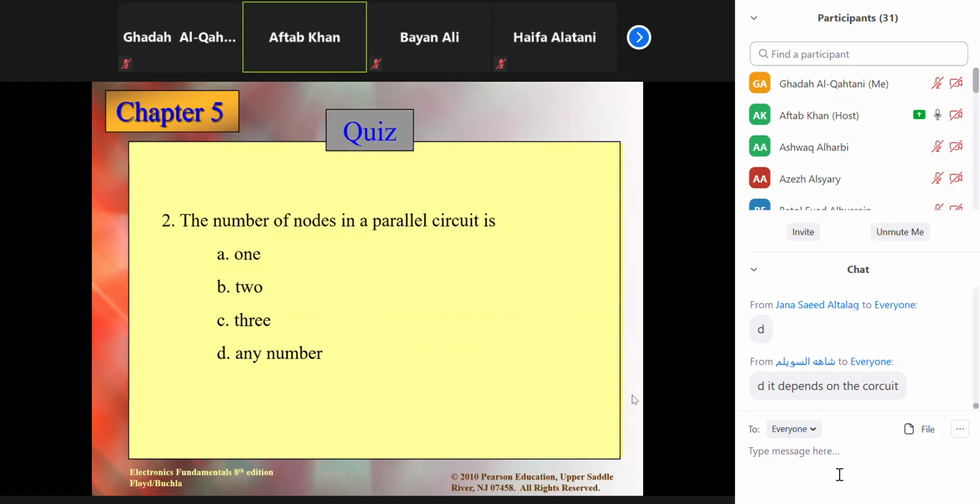The number of nodes in a parallel circuit is, A, only one? Any one node? Okay. What should I say now? Should I say correct or should I say wrong? What is your guess?